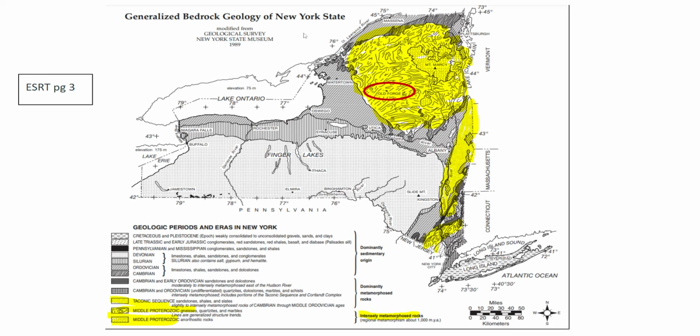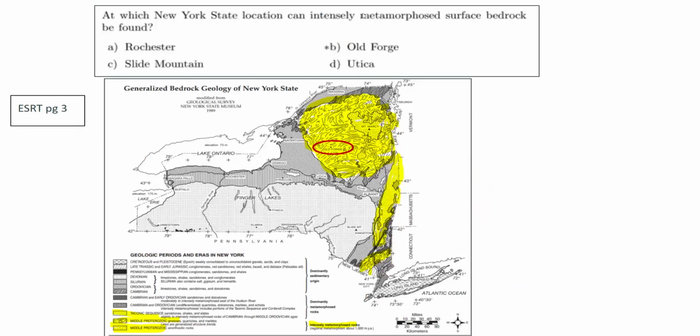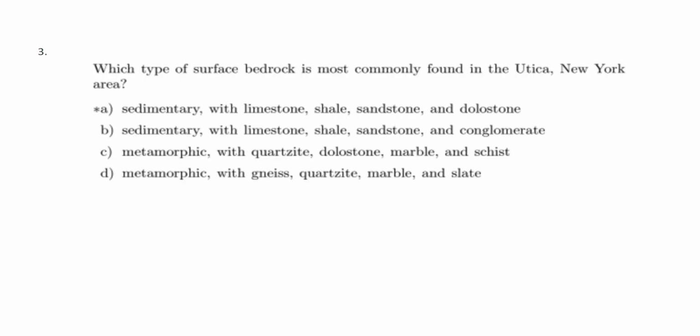So, the answer is Old Forge right here, because Old Forge, the pattern in Old Forge, matches the Middle Proterozoic sequence, or the key for that. And the Middle Proterozoic, and so are these other two, tectonic sequence and Middle Proterozoic, these areas are all intensely metamorphosed rocks. So that's why at which New York State locations can intensely metamorphosed surface bedrock be found? That would be Old Forge out of all the other options. Okay, let's try question number 3.